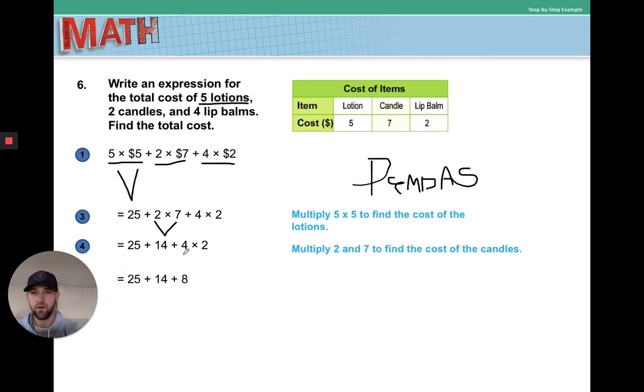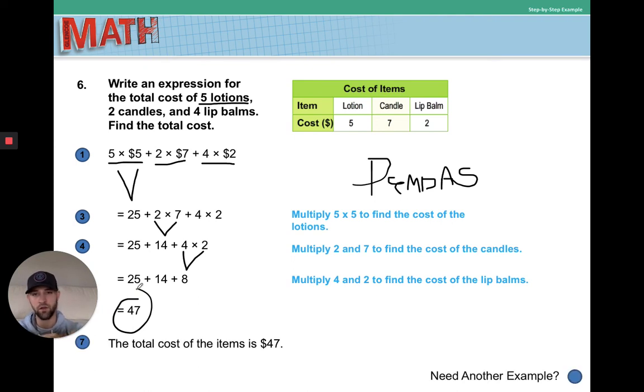Okay. Let's solve the last multiplication problem. 4 times 2, you should get 8. Okay, and then I just have an addition problem. You just add all those up together. Okay, 25 plus 14 plus 8. You should get a grand total of $47 spent to buy all of those items.